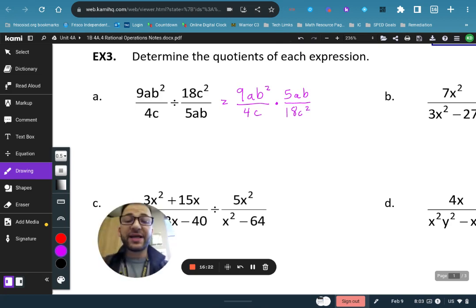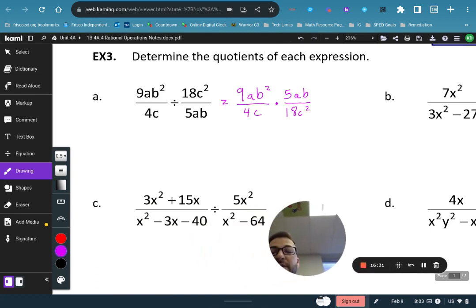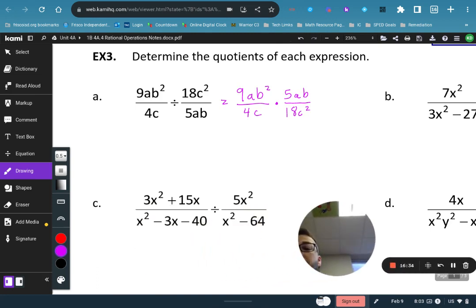And then from there, y'all, like I said, it's the exact same thing. So I multiply across, I multiply down below. I'm not going to multiply any numbers yet because I think I'm going to get them to simplify here in a little bit. So this becomes 9 times 5a squared b cubed over 4c times 18c squared. So 4 times 18c cubed. And let's see if I can reduce anything.